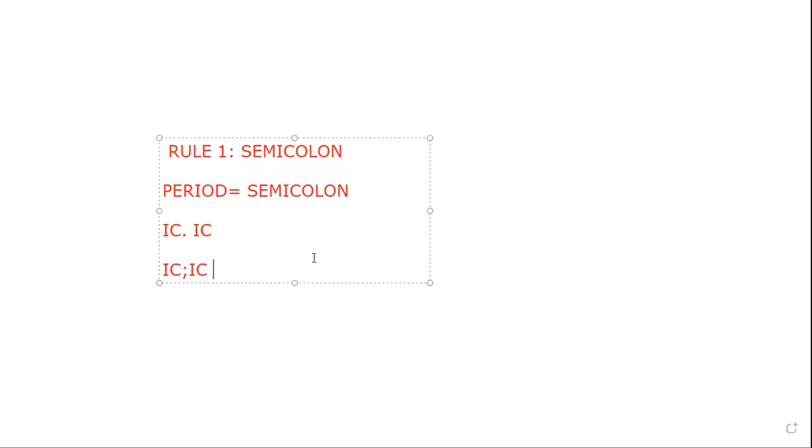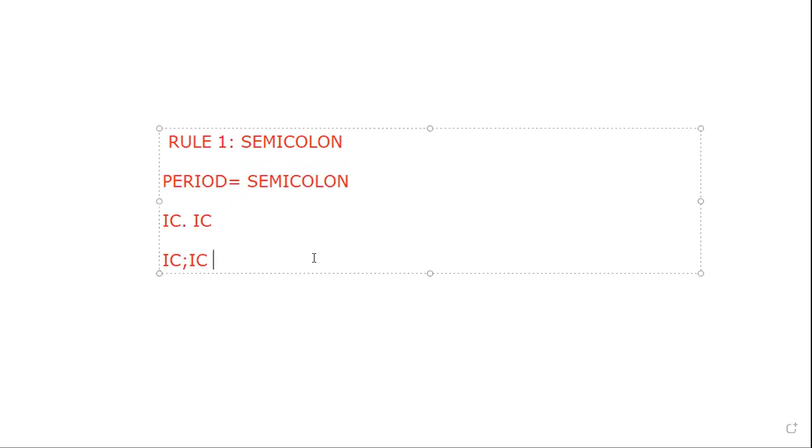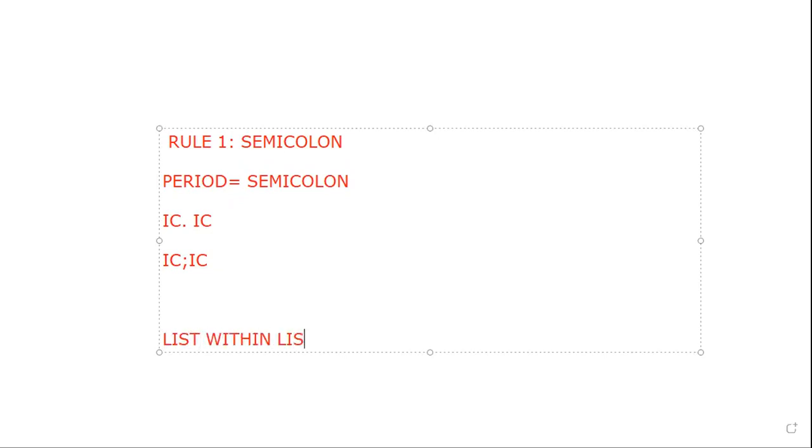Okay. Now, rule number two, for which we are going to work on the question that was posted, that I got for today's discussion. I call this the list within list rule with semicolons. Basically, rule number two is like you have this complex series, or you have a series of items within the series. That's why I'm calling it list within list.